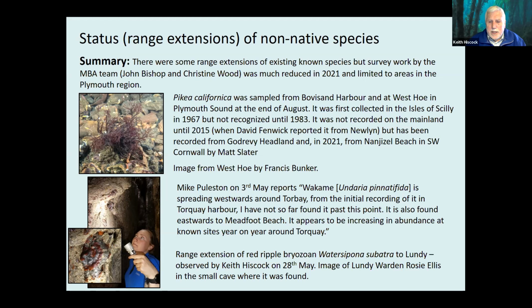Now, it was first collected in the Isles of Scilly in 1967, but it wasn't identified as such. And so I was a bit puzzled when I was told that the first record was allocated to me in 1983, because I don't do seaweeds. I think somebody else must have identified it, and it went into a report which I authored. So it wasn't actually properly identified until 1983. It was found on the mainland in 2015 when David Fenwick reported it from Newlyn. It's been found in other places in Cornwall, but this is quite an extension eastwards along the coast to the Plymouth area.